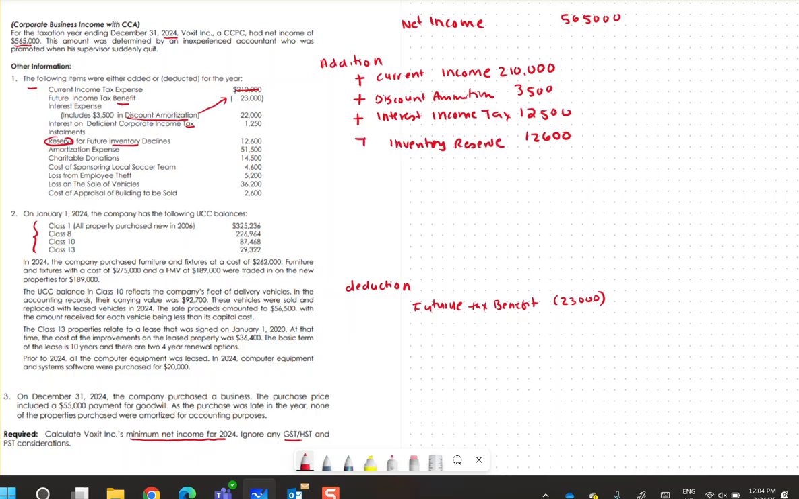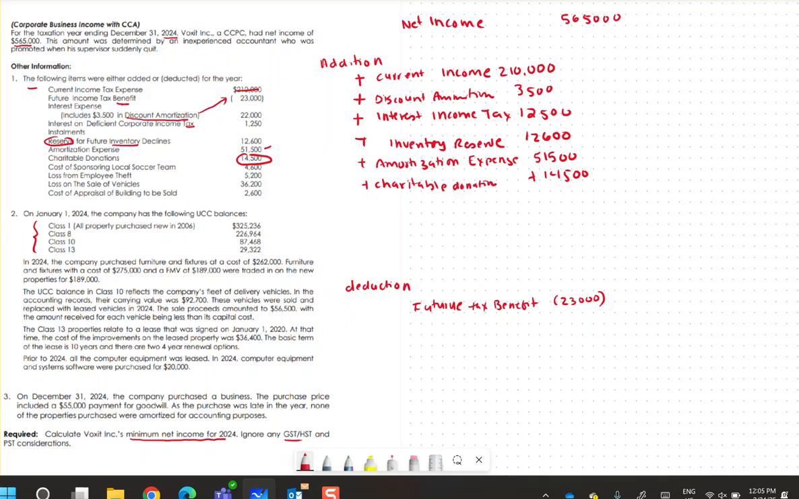Going further, we have amortization expense. I need to add it back because that is not allowed. The allowed deduction is my CCA. So for amortization expense, I need to add back the amortization. Charitable donations, what do I need to do? I need to add them back because the charitable donation gives us a credit. So charitable donations, I will be adding back.